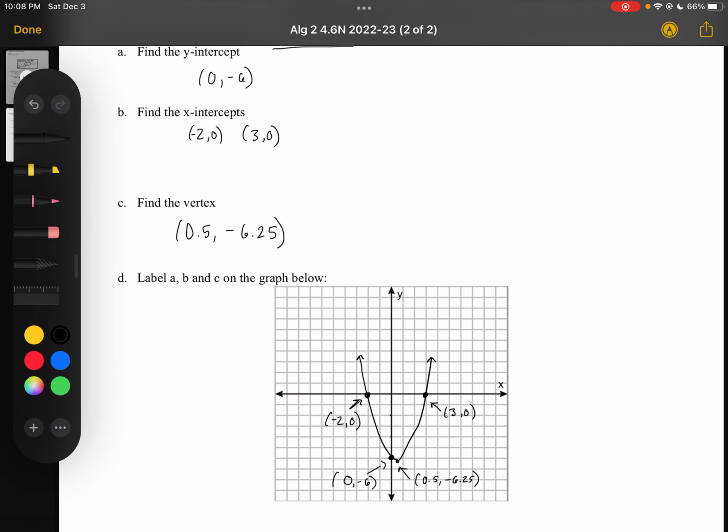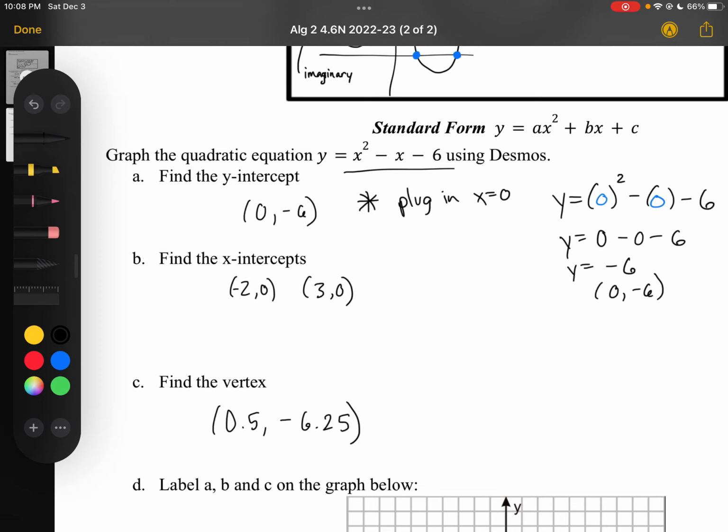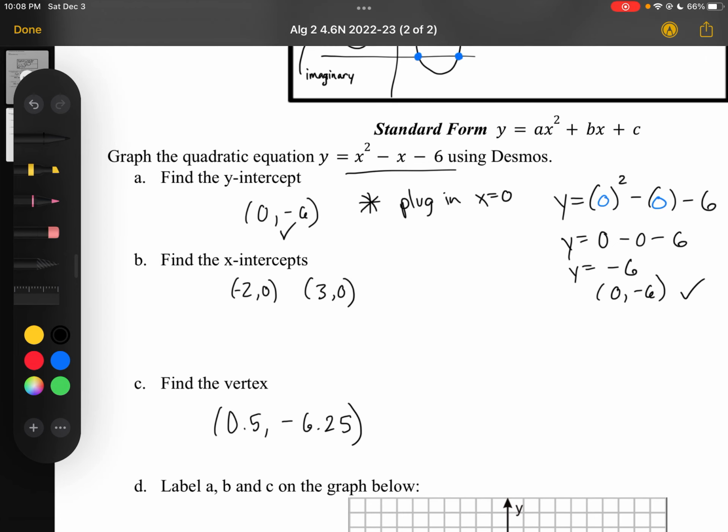Now for each of these things, if we're not sure of the graph and we don't have tools to graph them, well then we simply have to go through and do it all by hand. So to find the y-intercept, we want to plug in x equals 0. So we go back to our initial equation, and everywhere we see an x, we'll plug in 0. So 0 minus 6, which is just -6. So we have a y-intercept at 0, -6, which by hand, matches what we see on the graph.